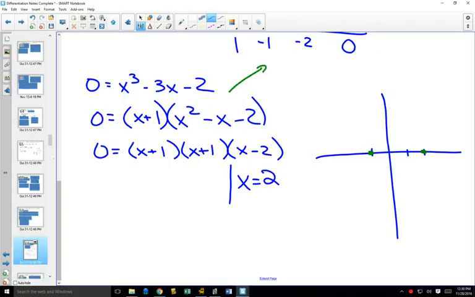This is an x cubed graph which has end behavior like a cubic that's going up from left to right. How does this graph go? Well, it would be coming from down here. What happens at negative 1? Bounces and then goes through.